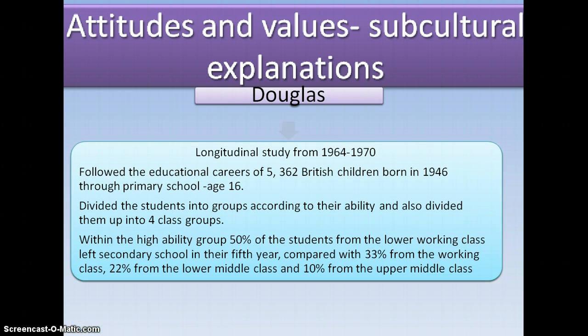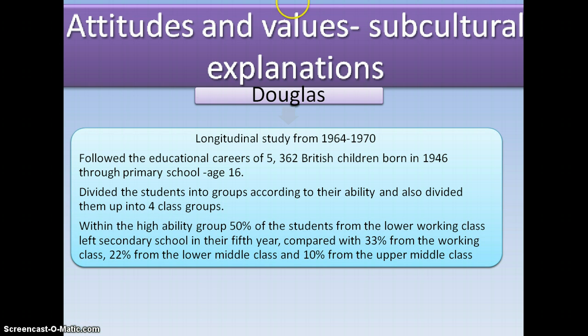So Douglas looks at attitudes and values, and he uses some evidence to support his point of view. He conducted a longitudinal study from 1964 to 1970. He followed 5,362 British children born in 1946 through primary school to age 16. So basically, a longitudinal study is a study which is conducted over a reasonable period of time. So he divided the students into groups according to their ability, and he divided them into 4 class groups.